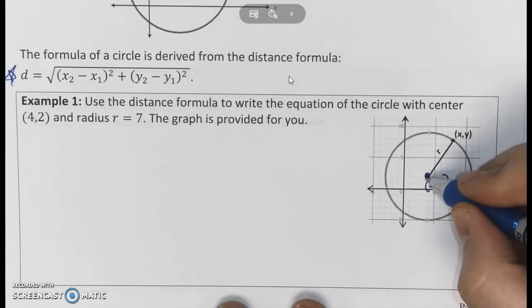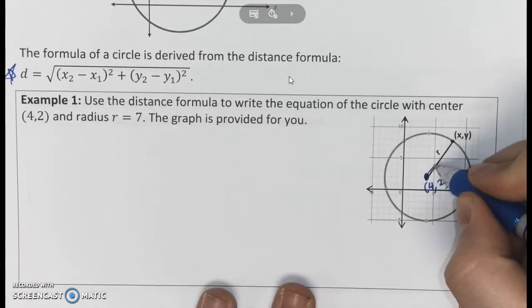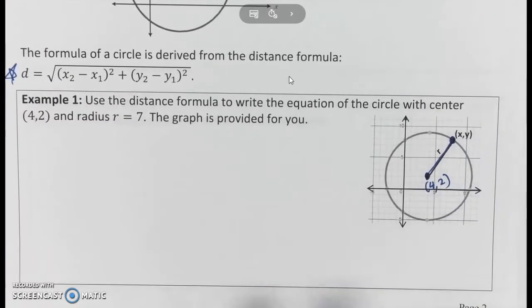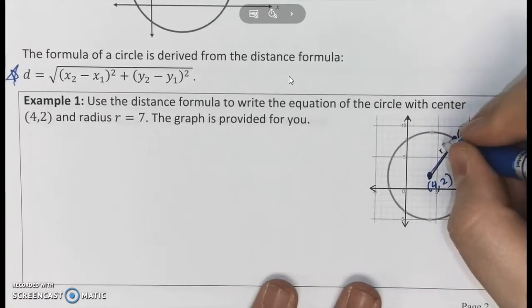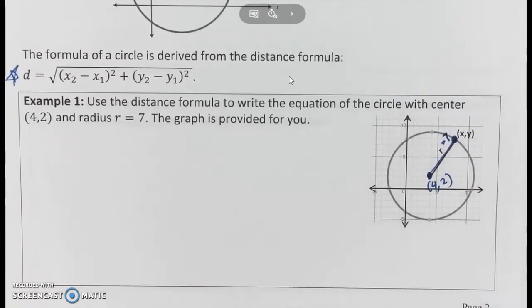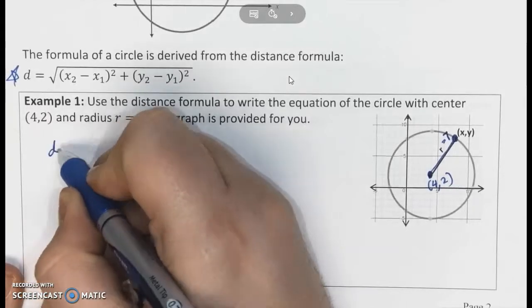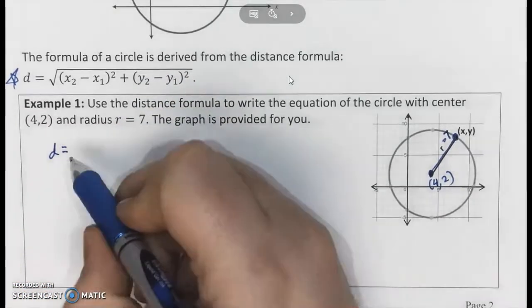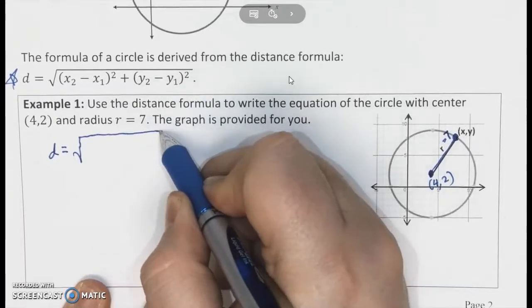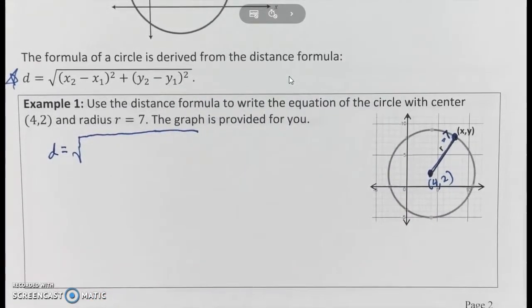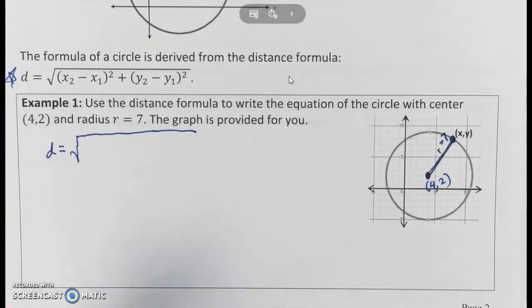r is the distance between the center and a point on the circle. So we're going to call this point x, y, and we know r is 7. They're asking you to use the distance formula to write the equation of the circle. So let's go ahead and copy it down. d equals the square root of, and let's go ahead and label these points before we start filling out what's underneath that square root bar.